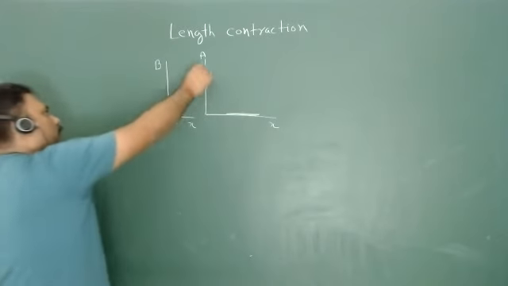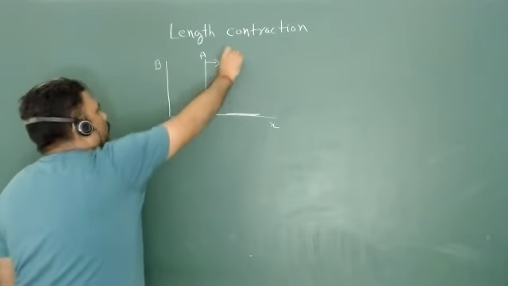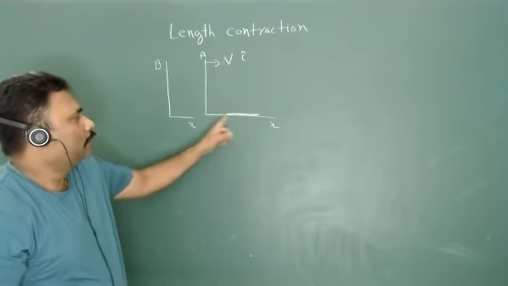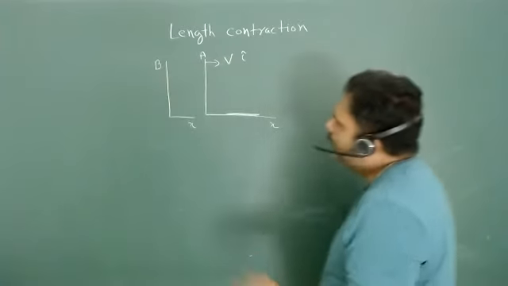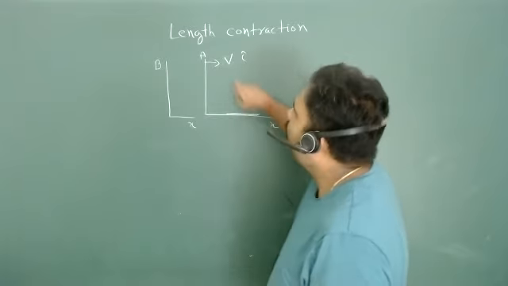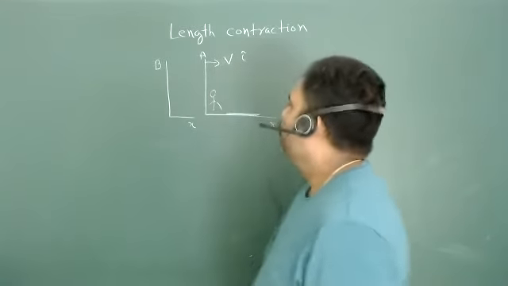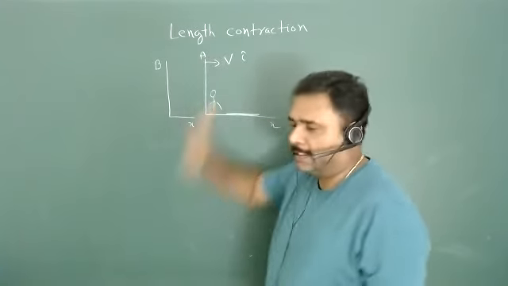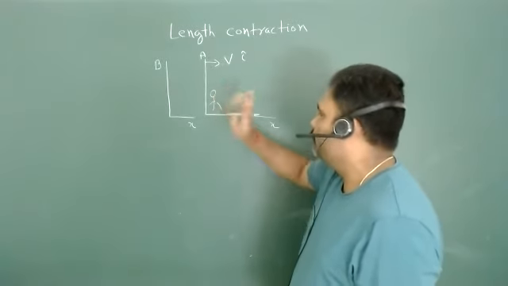And what we have, this A frame is moving with respect to B with velocity v in the positive i cap direction. And this is the length of this particular rod. Obviously, this rod is lying along the x-axis on frame A. That means if an observer is attached to frame A, he will see this rod is at rest with respect to him.